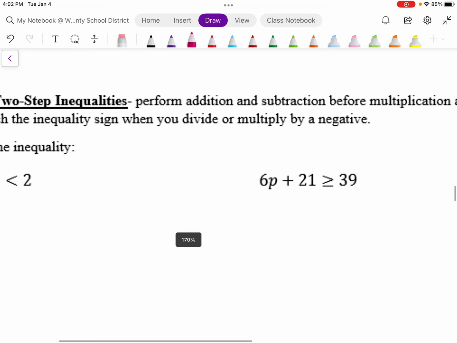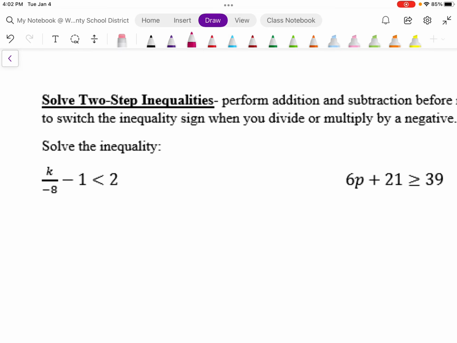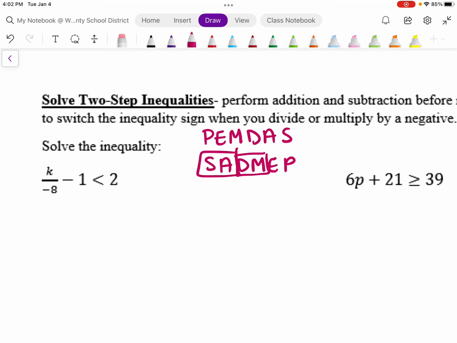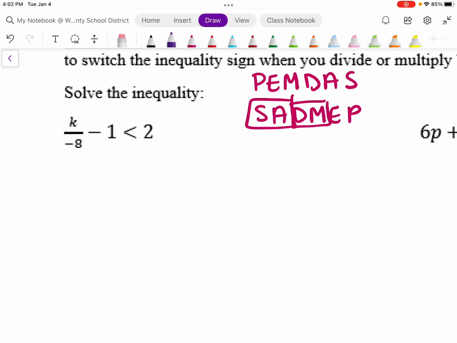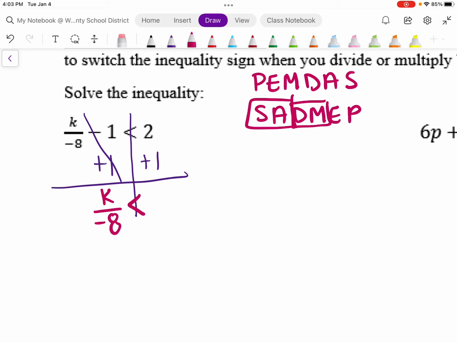Now we're going to do 2 steps. Same idea as when we solved equations. We're going to do backwards order of operations. So backwards PEMDAS when you are solving. So we're going to go backwards. Start with addition and subtraction first, then multiplication and division, and so on. This first one, we have some addition or subtraction right here. We're going to get rid of that -1 by adding the 1 over to the other side. That cancels it out. So I have k over -8. Haven't changed the symbol, I only added. 2 plus 1 is 3.